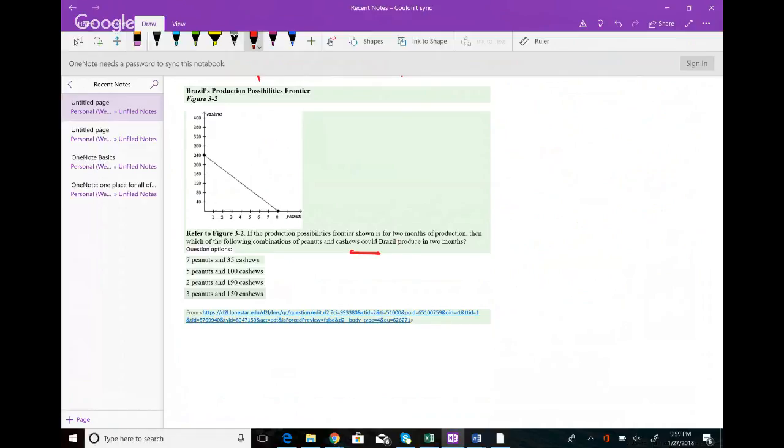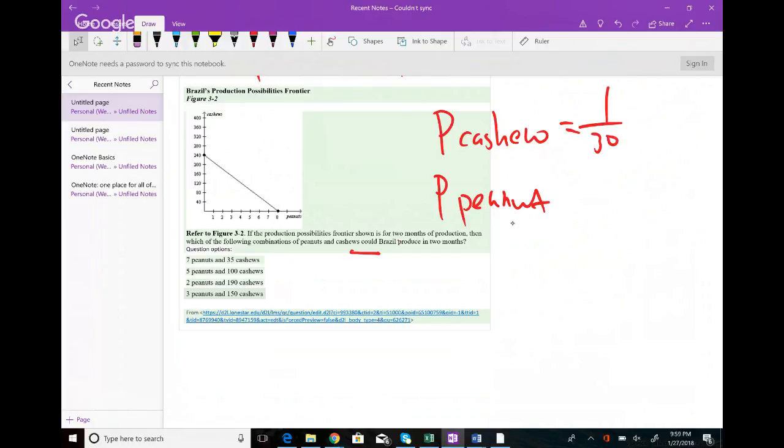Now again, we need to know what the opportunity cost is. So find the price of cashew, and then the price of peanuts. And then we have 1 peanut, and this is 30 cashew. All right. And then we're going to do the whole capacity again. So we're going to use this number over here. So 8 peanuts. The maximum the country can produce is 8 peanuts.